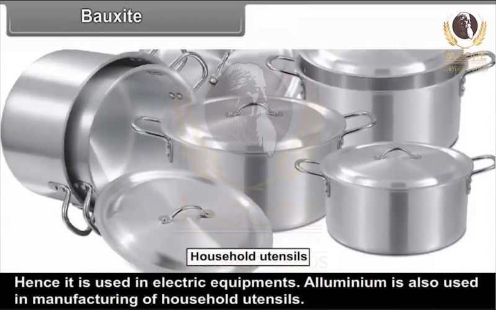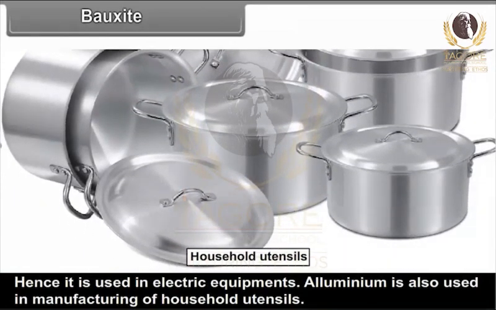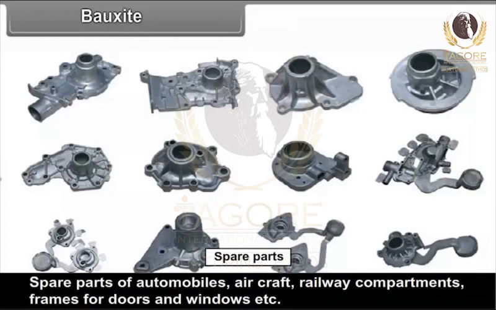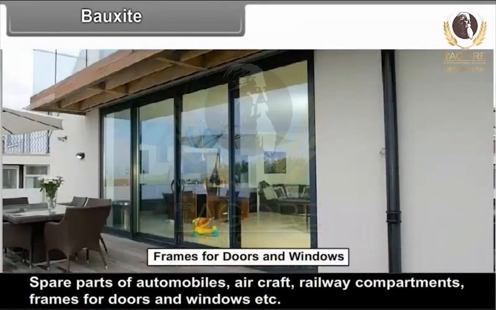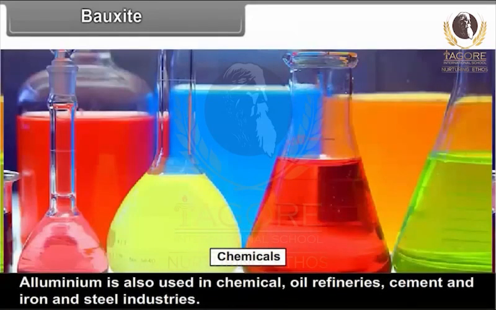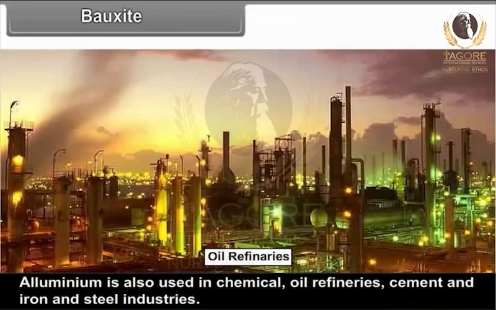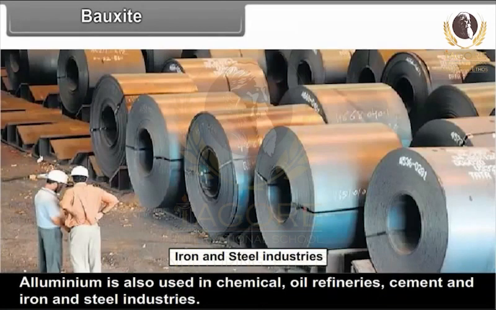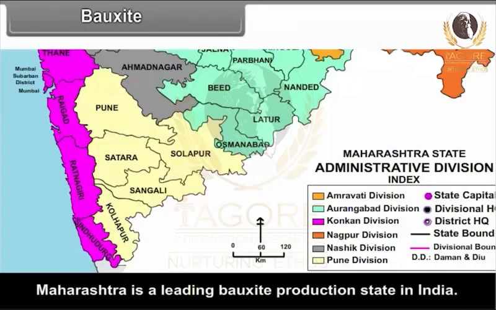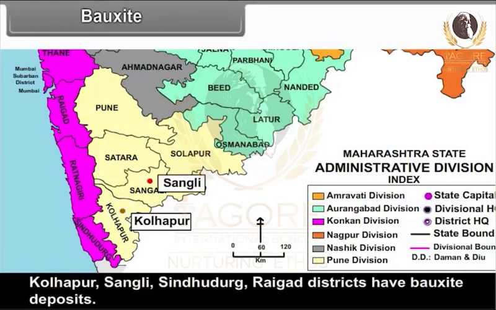Aluminium is also used in manufacturing household utensils, spare parts of automobiles, aircraft, railway compartments, frames for doors and windows, etc. Aluminium is also used in chemical, oil refinery, cement and iron and steel industries. Maharashtra is the leading bauxite producing state in India. Kolhapur, Sangli, Sindhudurg and Raigad districts have bauxite deposits.